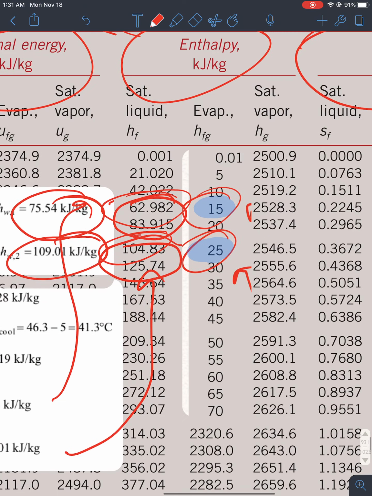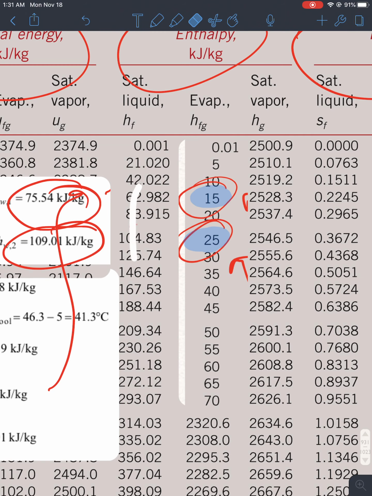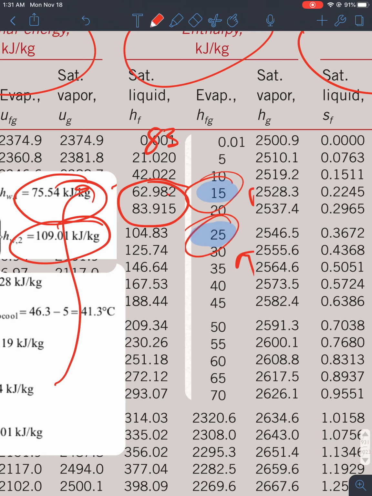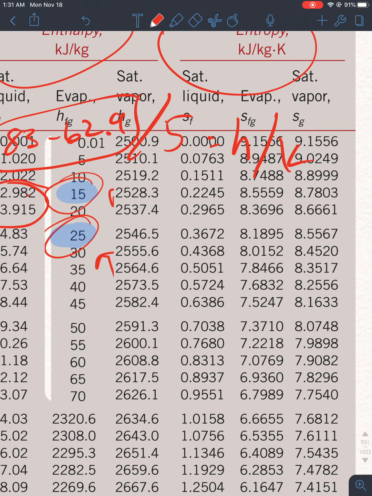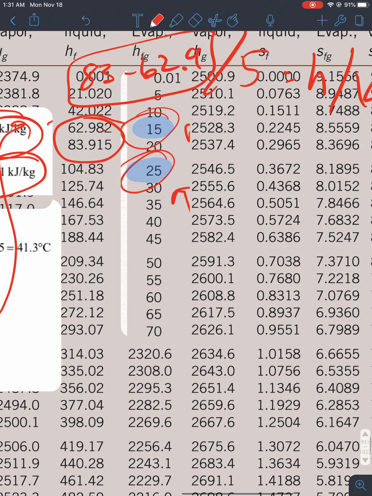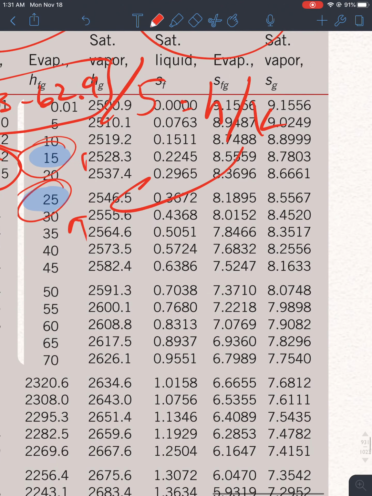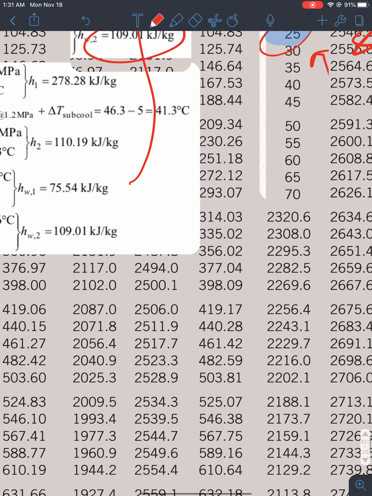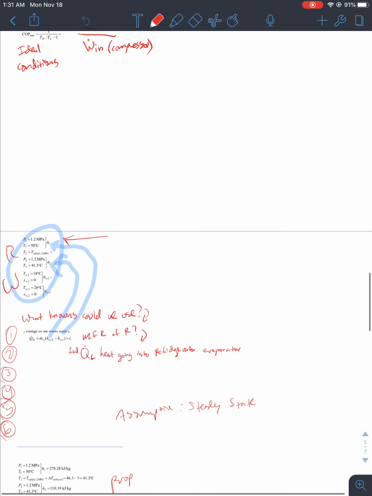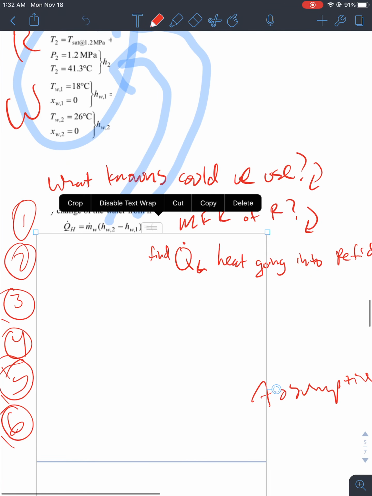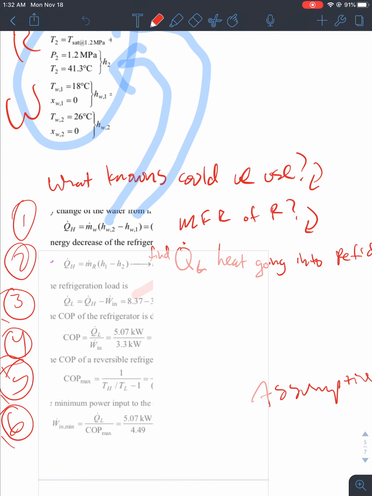And then if you go over to the other side, look here: 83 minus 62.9, whatever that is, divided by 5 equals the enthalpy per Kelvin. Then you just add a bunch of degrees on, and you get that other number. Okay, next. That's all the data. Is there anything else there? Let's continue. The table is filled.